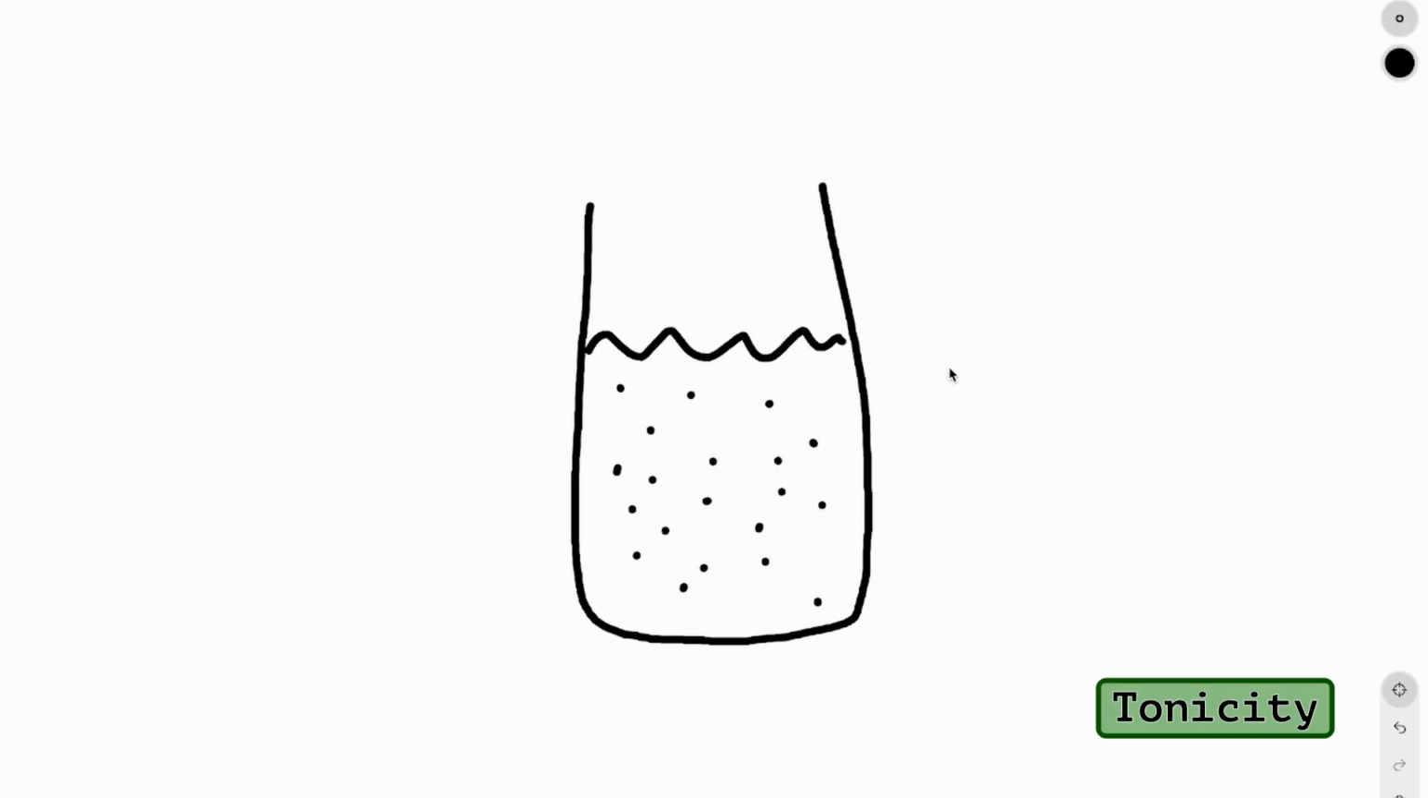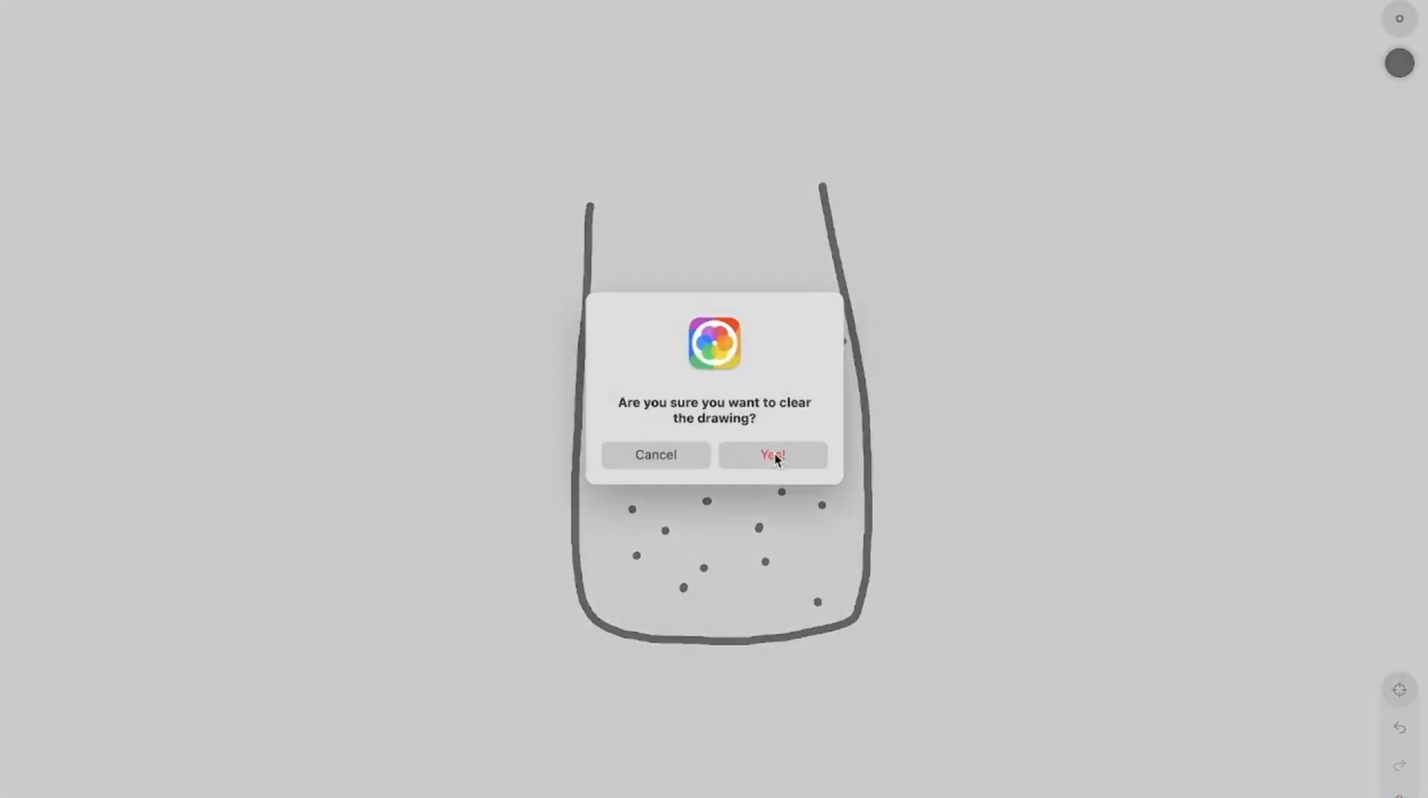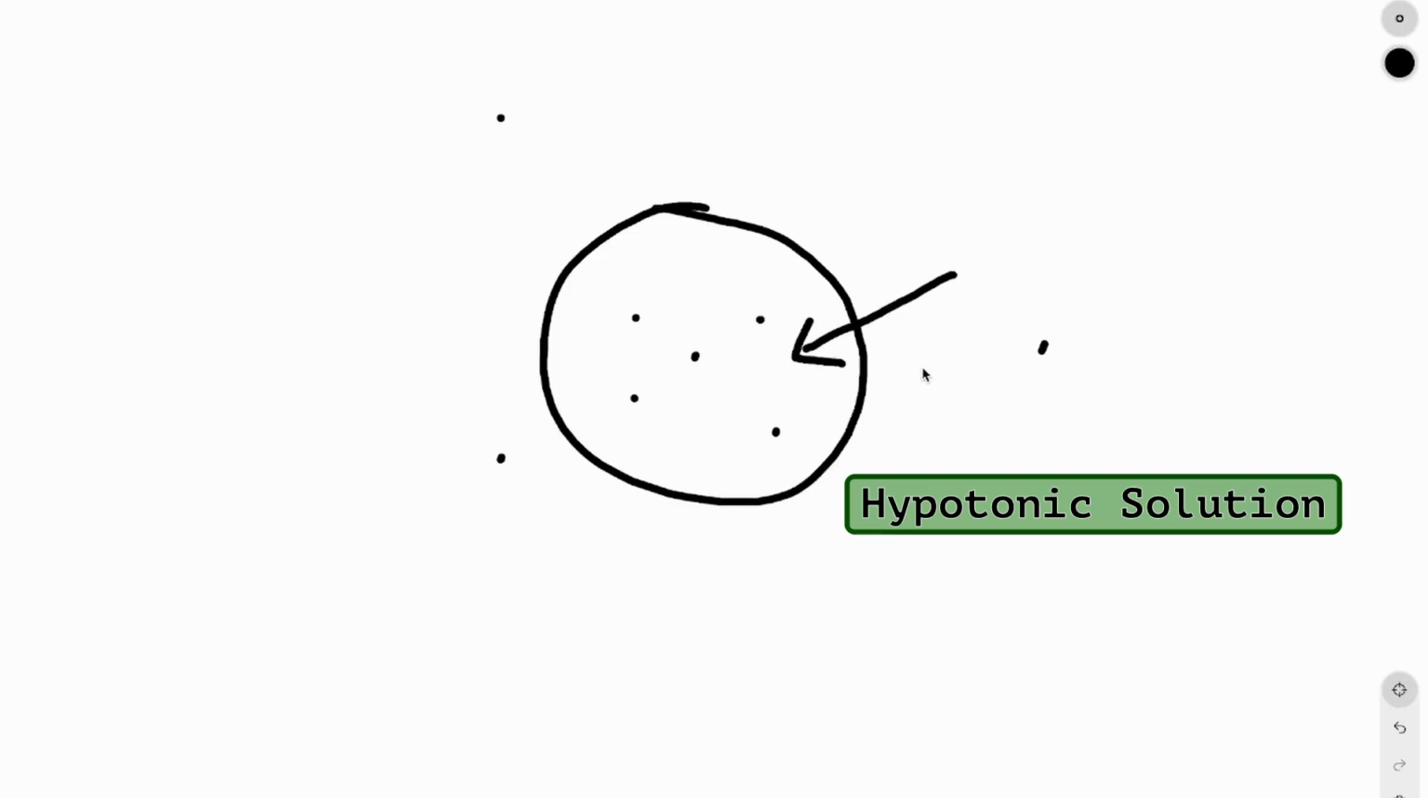Now, let's talk about tonicity. Tonicity is how much substance is dissolved in the water, meaning how impure it is. When a cell is in water that has a low tonicity or low impurities compared to the water in the cell, water will flow into the cell in order to balance out the impurities. This is called a hypotonic solution.